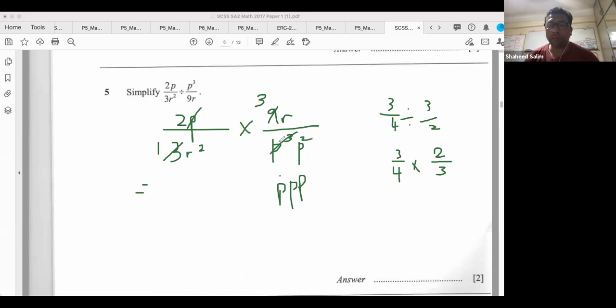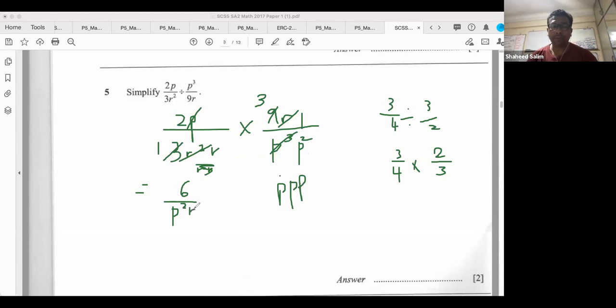Can see now. P cube means P times P times P. Okay. And R squared is R times R. So when you divide by R, you are still left with 1 R. Okay, Shafi, so PPR cannot write like that. You must write like this. So 2 times 3 is 6. P squared R times P squared is P squared R.